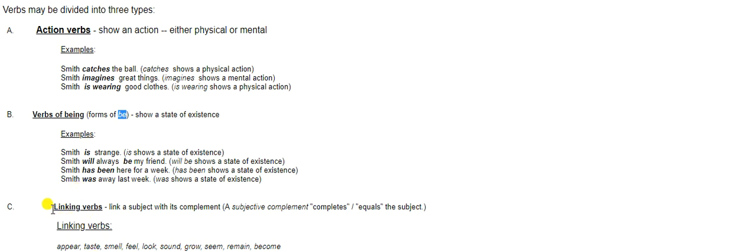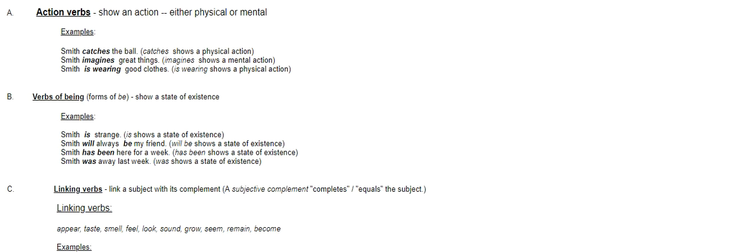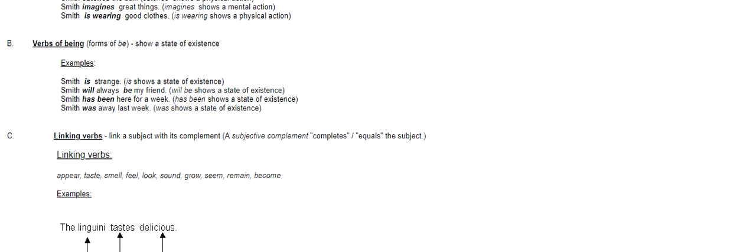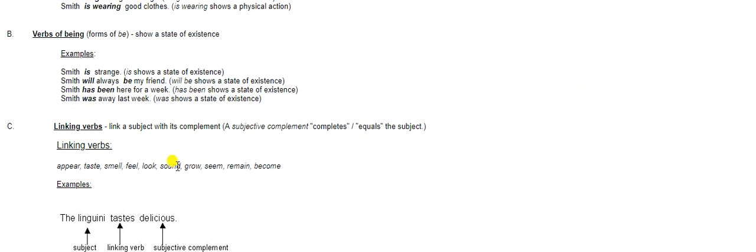The last type are linking verbs. What linking verbs do is they link a subject with its complement, which doesn't mean a whole lot to you. But as it says here, a subjective complement completes or equals the subject. So basically you can look at this as kind of like an equal sign. Okay, for those of you who are more math-minded, maybe it helps to think of it that way. Here are some common linking verbs, though there are many, many more than this. Appear, taste, smell, feel, look, sound, grow, seem, remain, become.